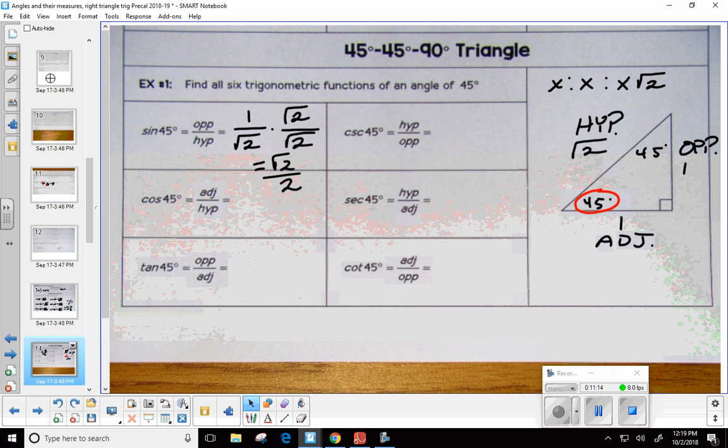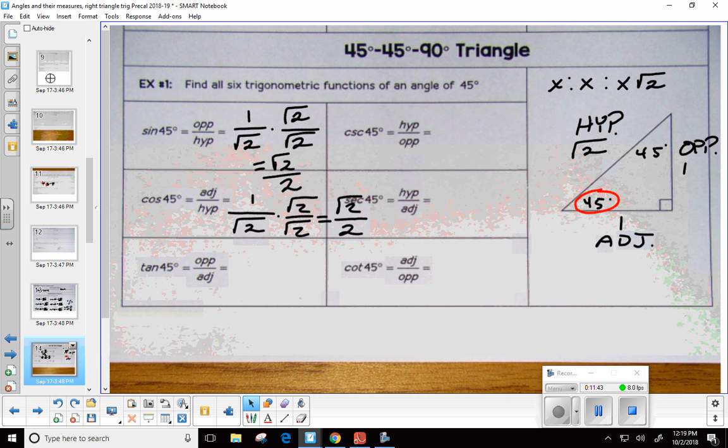reciprocals. Okay. So let's say cosine of 45 degrees. So this time I want the adjacent, which is what? 1 over the hypotenuse, square root of 2. But isn't that exactly what we started with on sine of 45? Yeah. So, okay, we'll go ahead and rationalize that again. And I'm going to get the same answer. Okay. And that's perfectly fine. It'll happen for some of these.